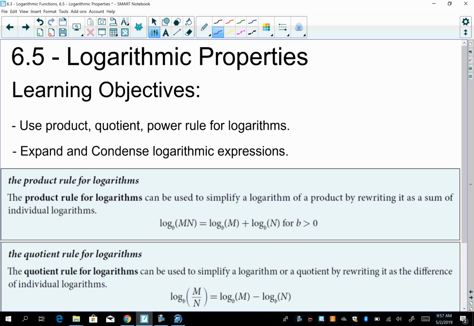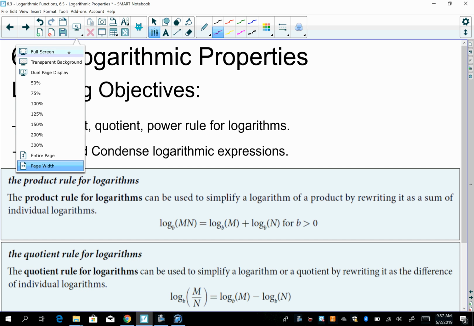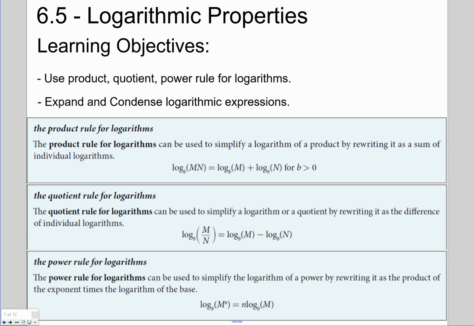Okay, so we're continuing with logarithms, but now we're going to use some log properties. And I put these on this slide. I know it's very small for you to see, but ultimately, these are the properties you need to be familiar with. And all of you who took Algebra 2 have worked with these in the past.